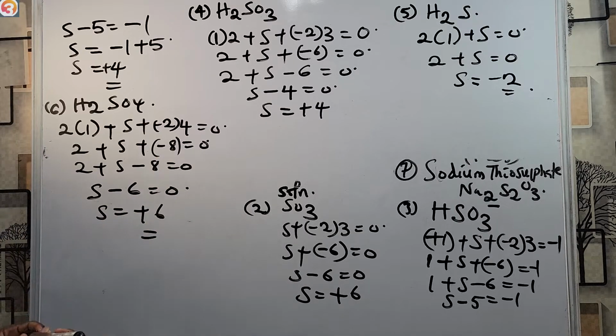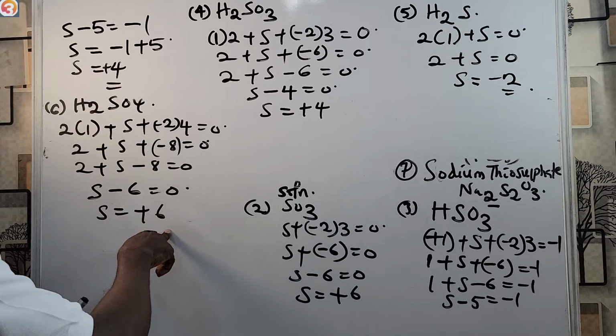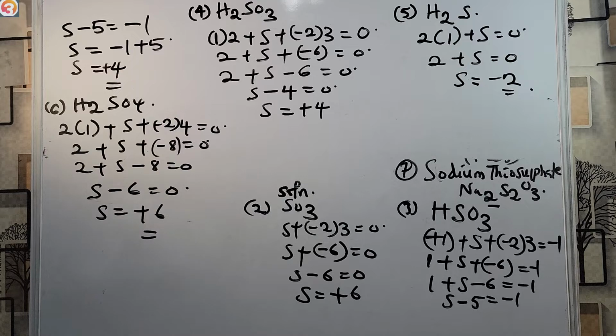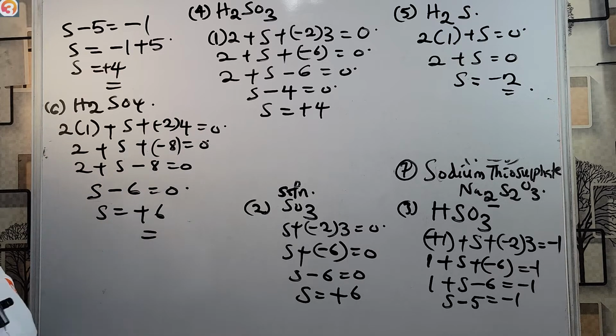So, as you can see, this one is called tetraoxosulfuric acid. The oxidation number of sulfur in H2SO4 is +6.